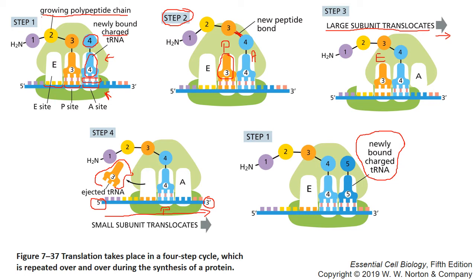So if you look at step number 1, you notice that the E site is empty. Step number 2, still E. Step number 3, the A site. Step number 4, the A site. And then step number 1, once again, the E site. So most of the time, there's only 2 sites that are occupied as we are adding our amino acids to the growing chain, and the tRNA enters through A, goes to P, and then exits through E.